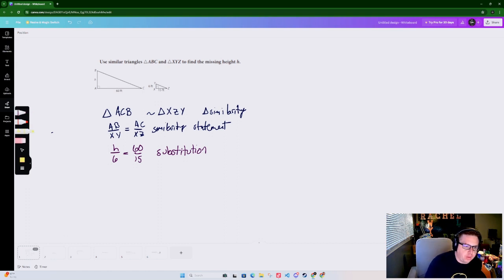Now, ever famous, we are going to cross multiply. So when we do this, we're going to multiply 15 times H and then 6 times 60. And we call that cross multiplication. So cross multiply is how we shorten it up.